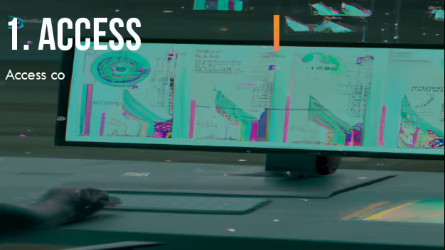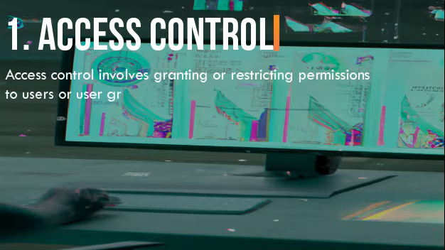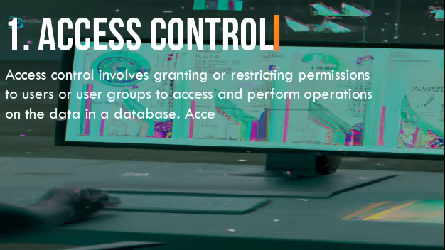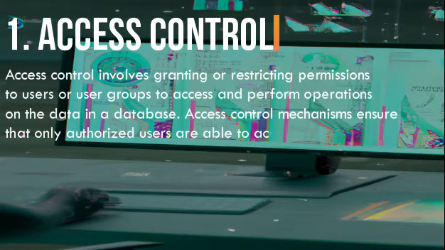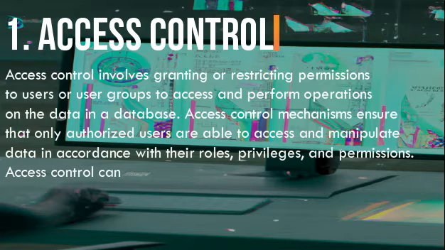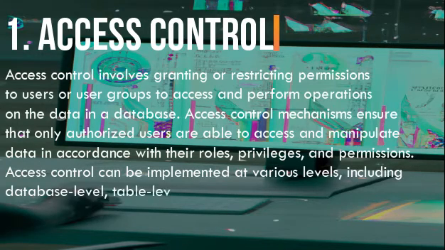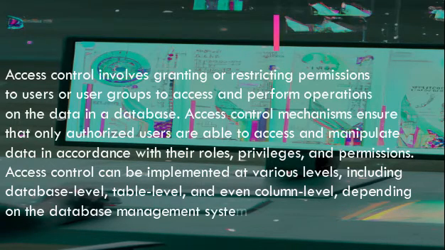1. Access control. Access control involves granting or restricting permissions to users or user groups to access and perform operations on the data in a database. Access control mechanisms ensure that only authorized users are able to access and manipulate data in accordance with their roles, privileges, and permissions. Access control can be implemented at various levels, including database level, table level, and even column level, depending on the database management system, DBMS, being used.